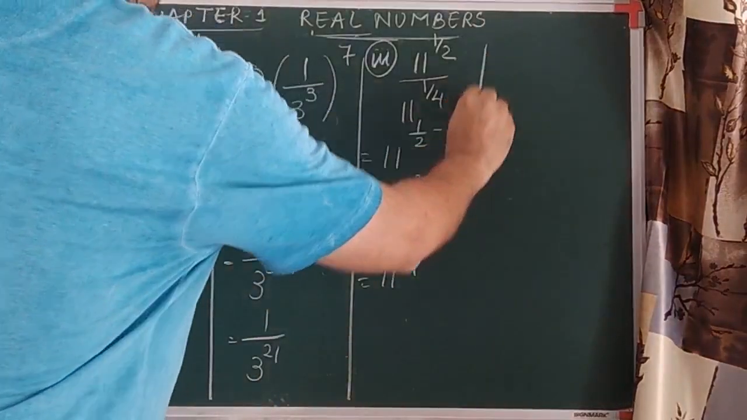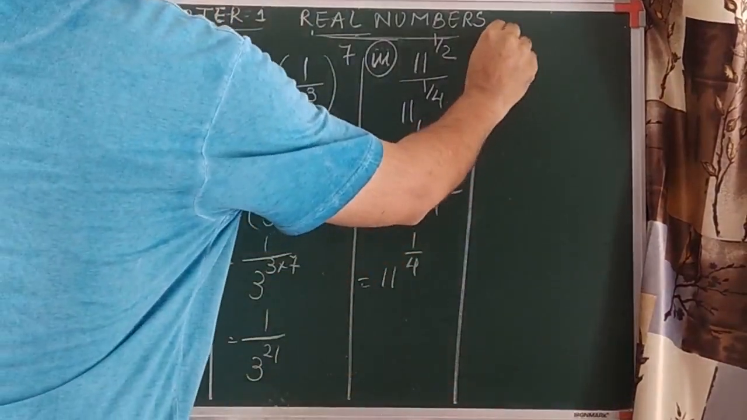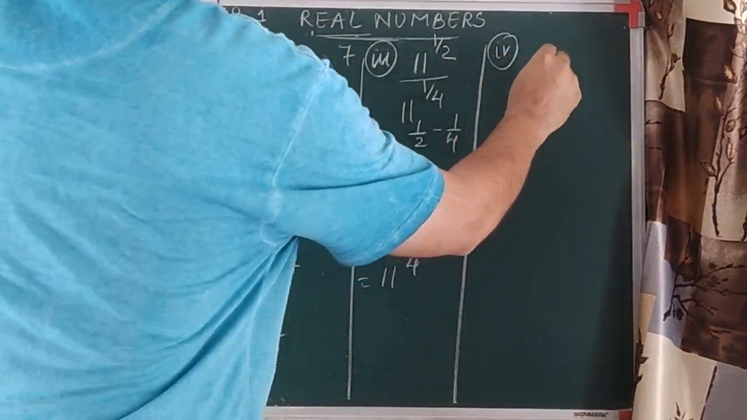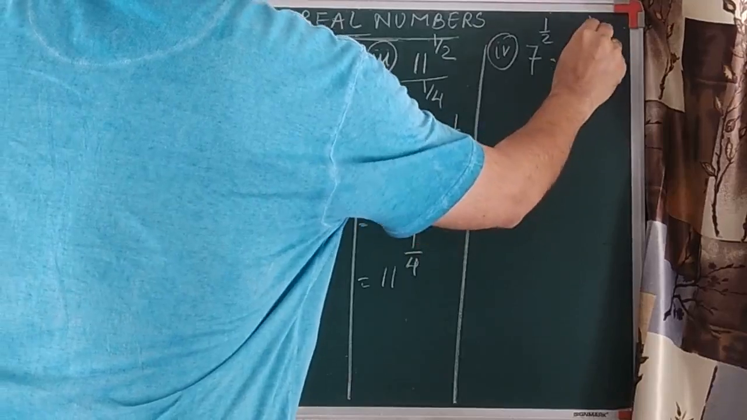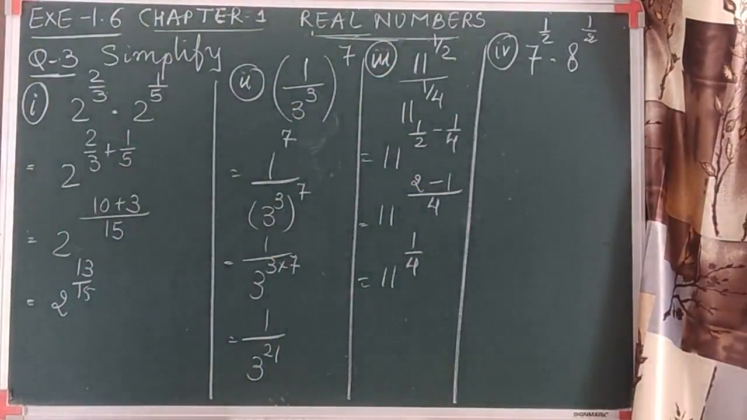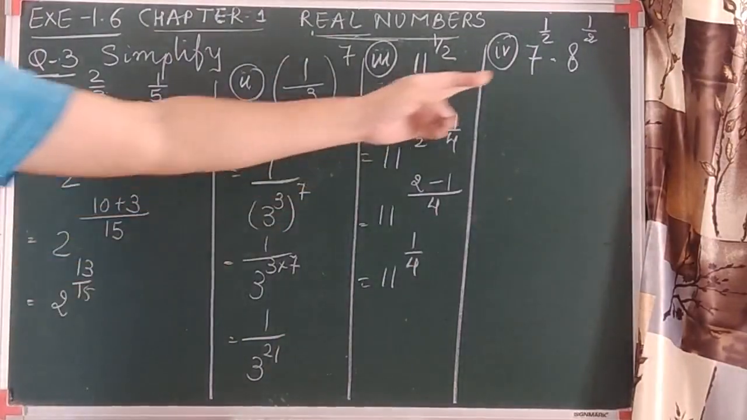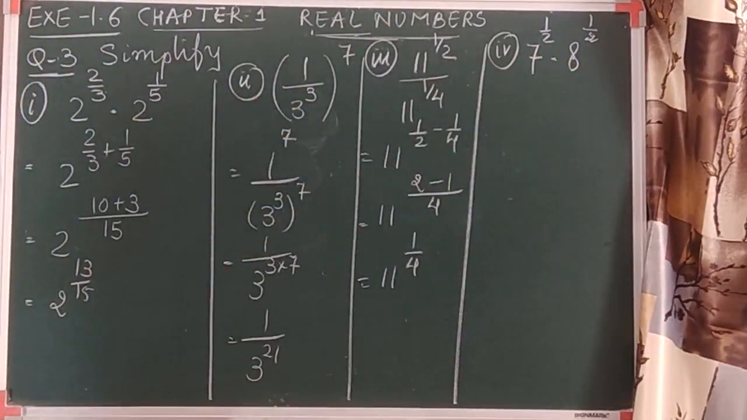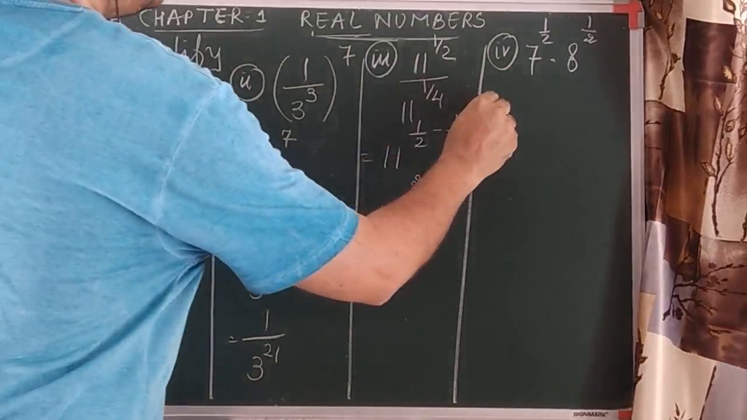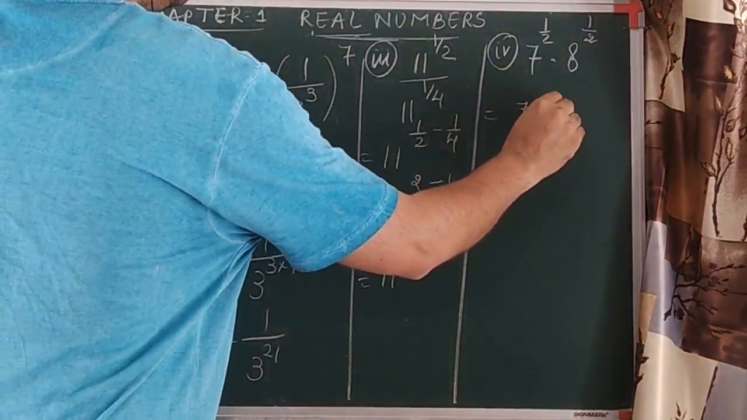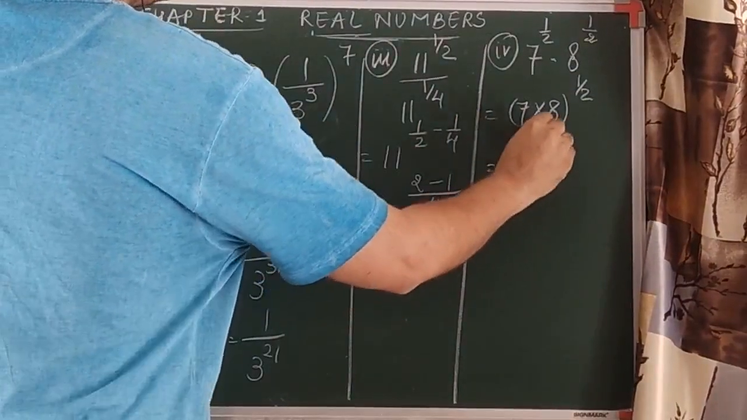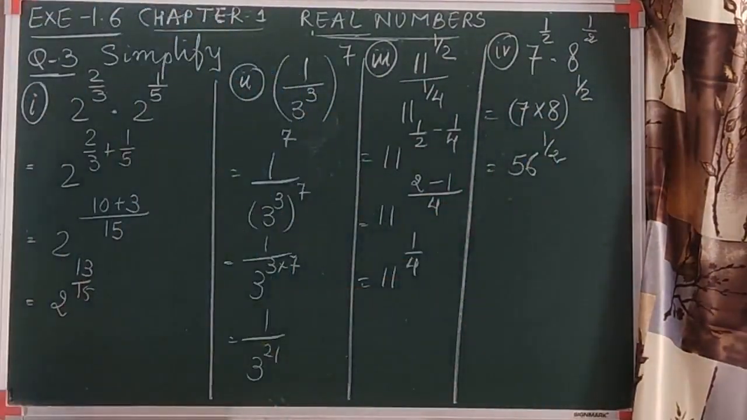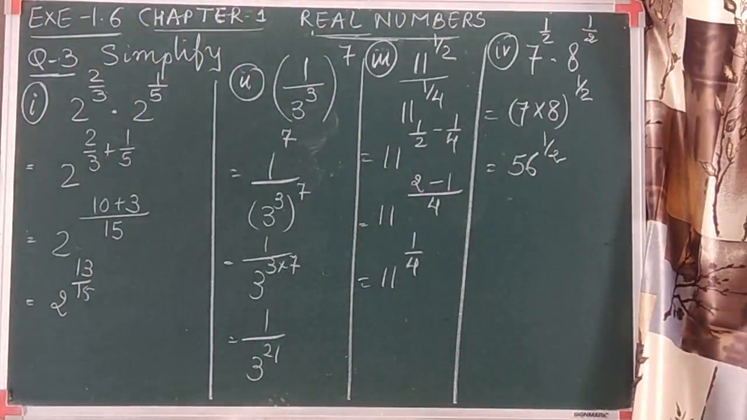Let's reach the last question. It is 7 raised to 1 by 2 into 8 raised to 1 by 2. So in the sums which we have seen till now, we observed the bases are equal. But here look at the base. Bases are not equal, the powers are equal. So what we will do, we can write 7 into 8 whole raised to 1 by 2. So 8 7s are 56 raised to 1 by 2. As 56 is not a square of any number, this is the answer. Thank you.